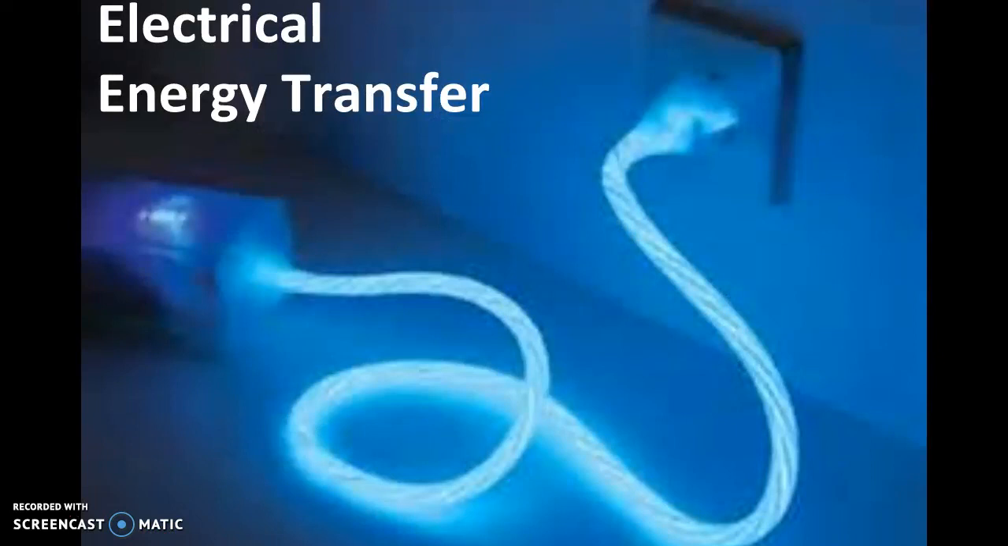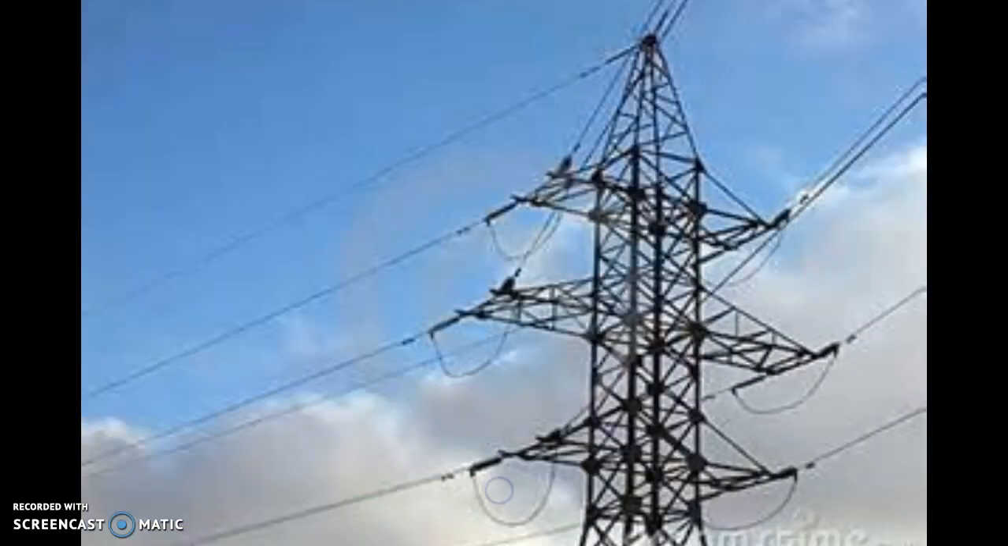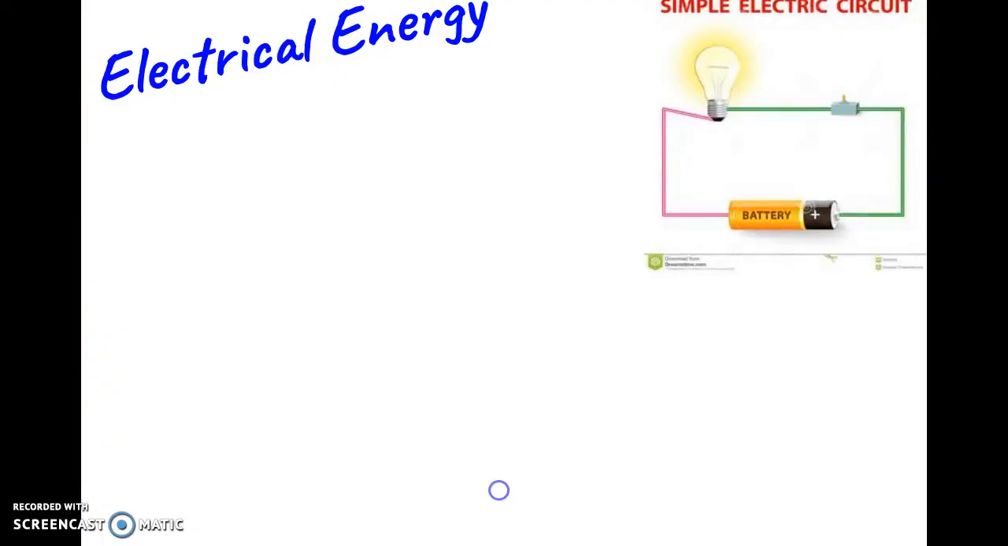Electrical energy transfer. The power lines you see when you drive down the street are all part of electrical energy. This simple circuit is also an example of electrical energy. You have the light bulb or the item that you want to power. You have a switch. You have a power source like a battery, and you have a closed circuit. Those things are required in order for electrical energy to transfer from the battery to the light bulb.